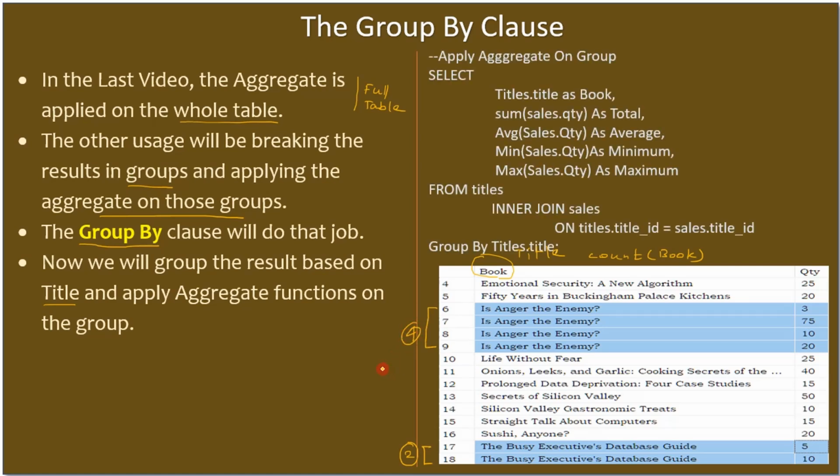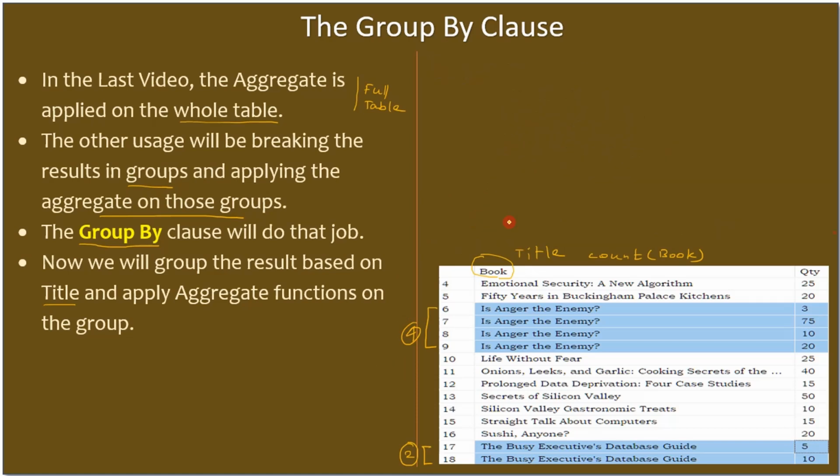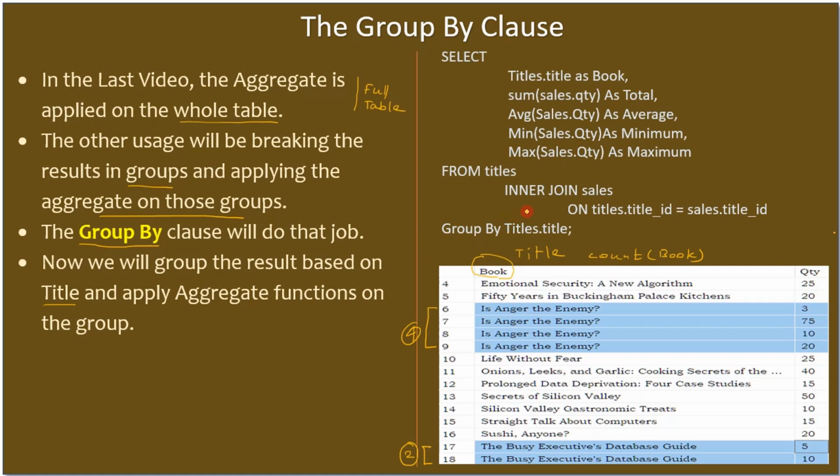Now let's look at the example. So here is the query. We are making select as we did previously. Select from titles, all this stuff we saw. Here we are grouping the result based on titles.title. Here we set alias name as book, but we are grouping the result based on this title.